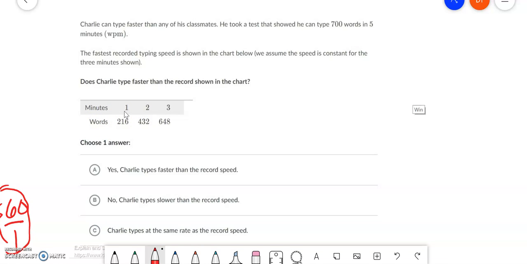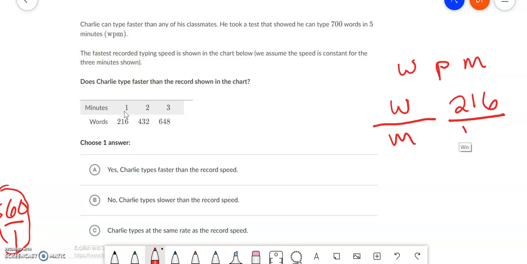So I like writing it as the words per minute that they're saying. I put the words first, the "per" is the divide, and the minutes on the bottom. So that's all we're really going to do here. How many words? 216 words in 1 minute. So that's Charlie's rate. That's an incredible rate, by the way.